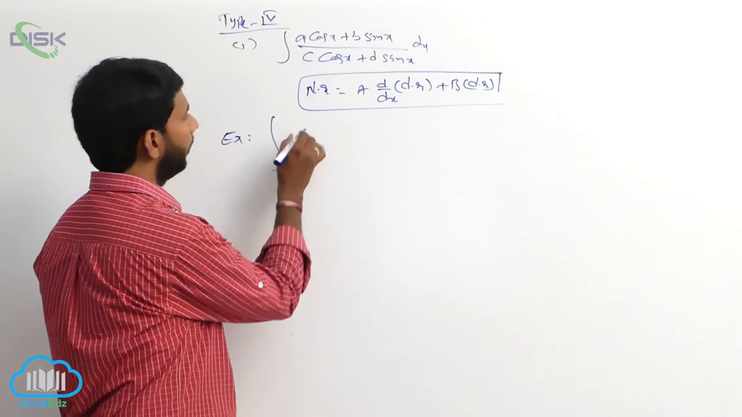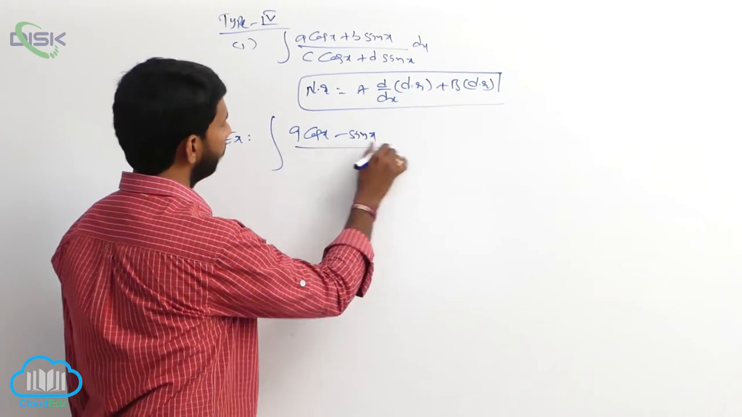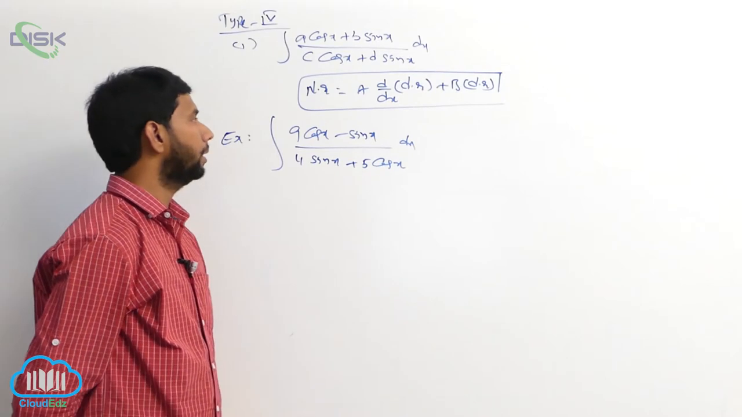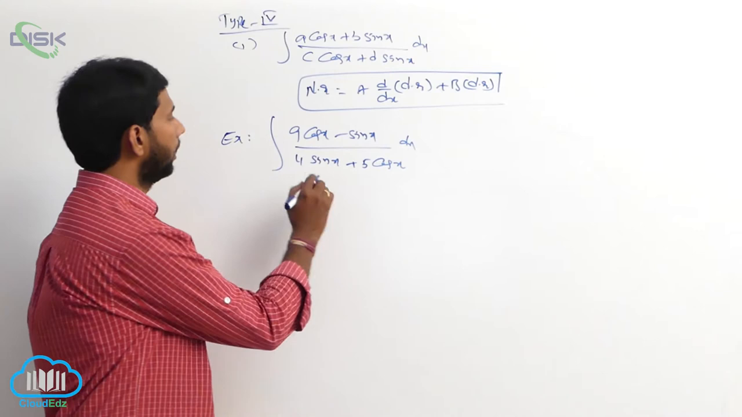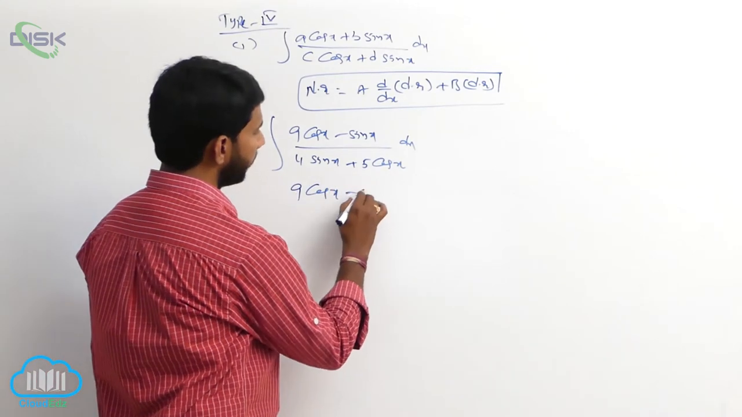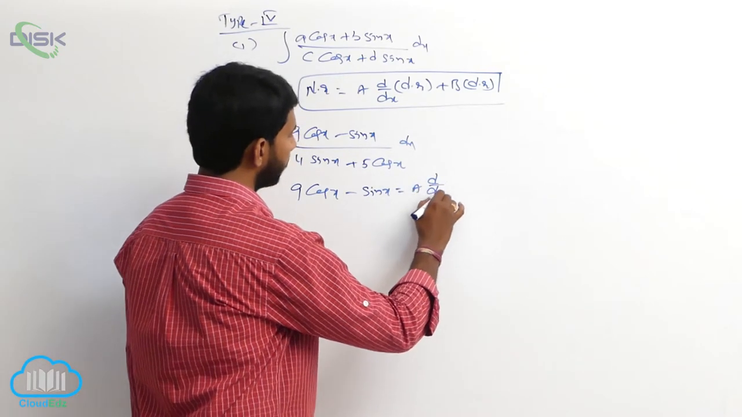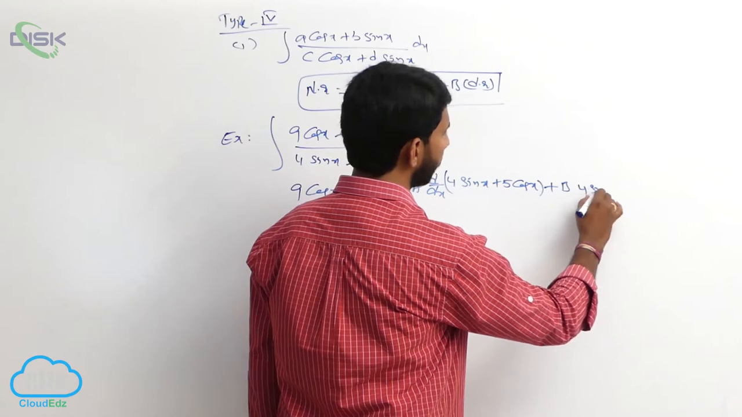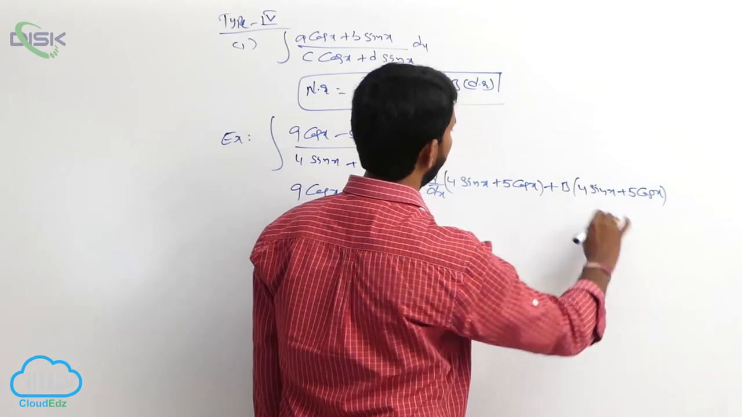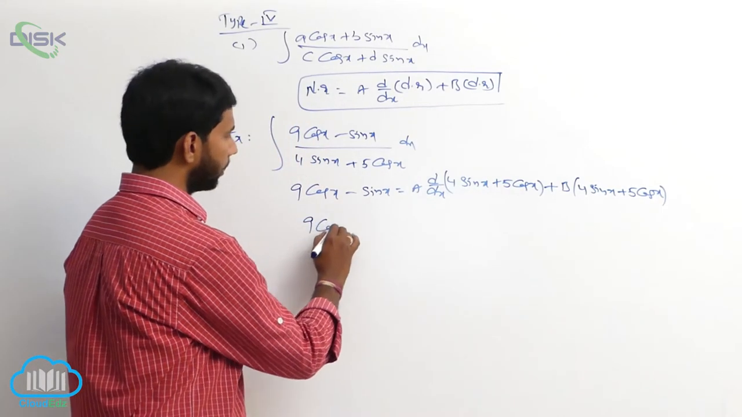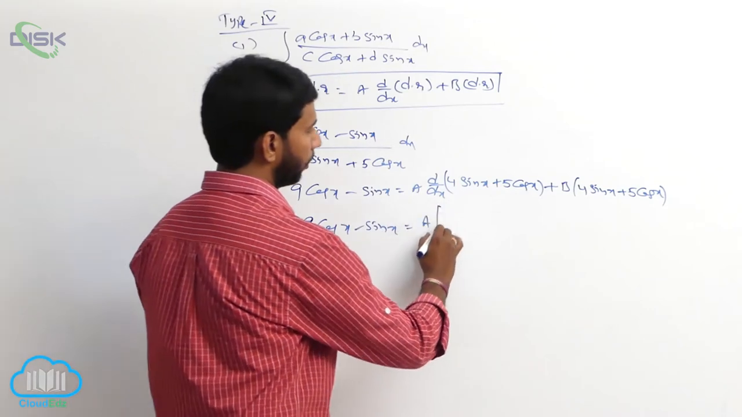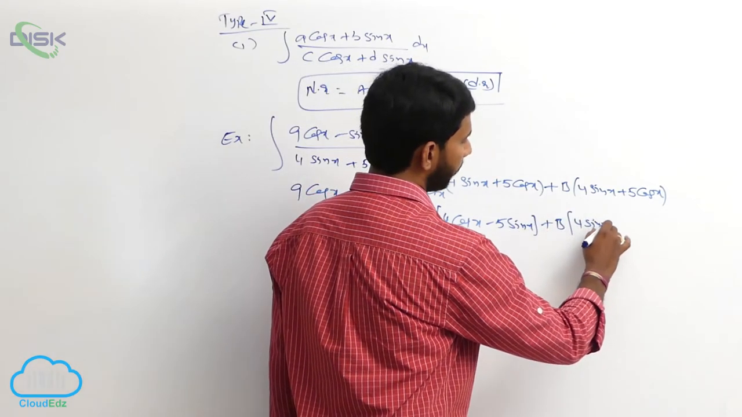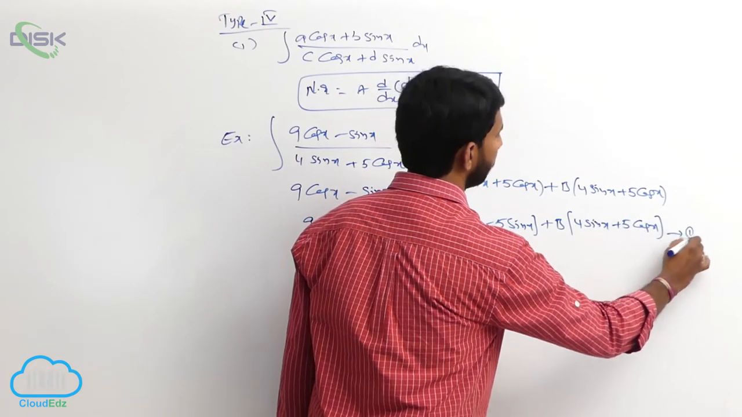Consider one example. Integral of 9 cos x minus sin x by 4 sin x plus 5 cos x dx. Here the numerator, that means 9 cos x minus sin x, is equal to a into d by dx of 4 sin x plus 5 cos x plus b into denominator 4 sin x plus 5 cos x. That is 9 cos x minus sin x is equal to a of 4 cos x minus 5 sin x plus b of 4 sin x plus 5 cos x. Consider this as equation number 1.